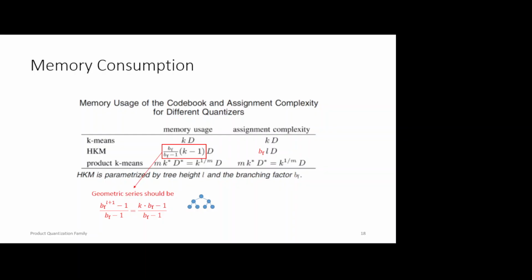And how about the assignment complexity? When you do the assignment, it means you are given a query or any vector. You have to compute the distance to all the centroids, and the centroid dimension is D. So the assignment complexity is also KD.